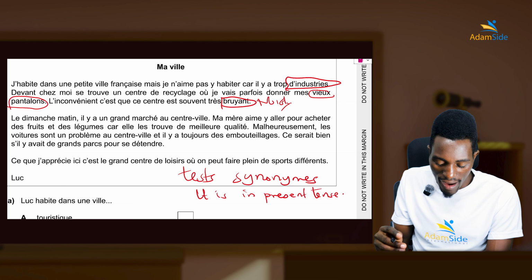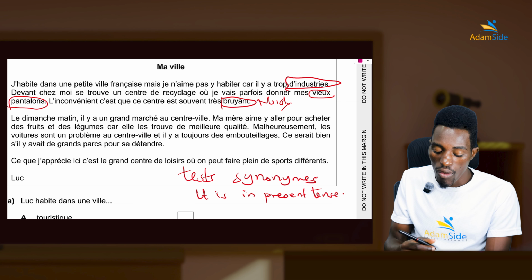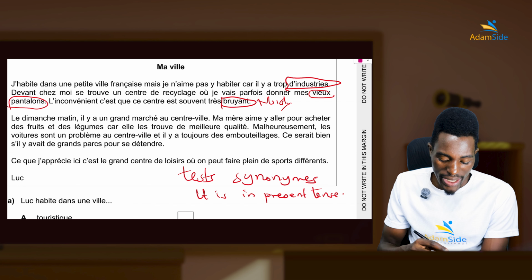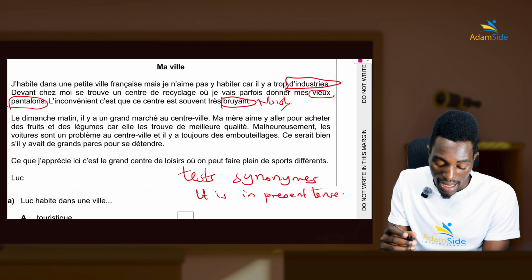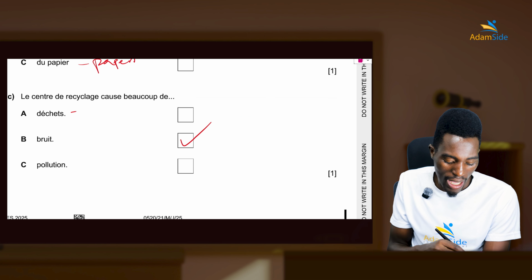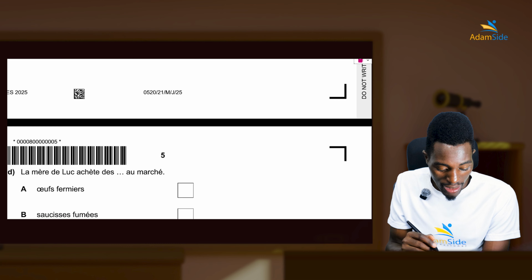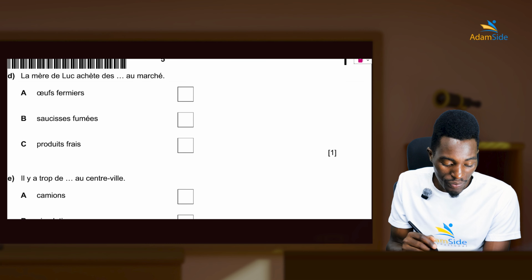So I have to find the synonym of bruyant, qui est bruit, noise. So I go there and write B. So I have to put a tick. Then I go to read question number D.